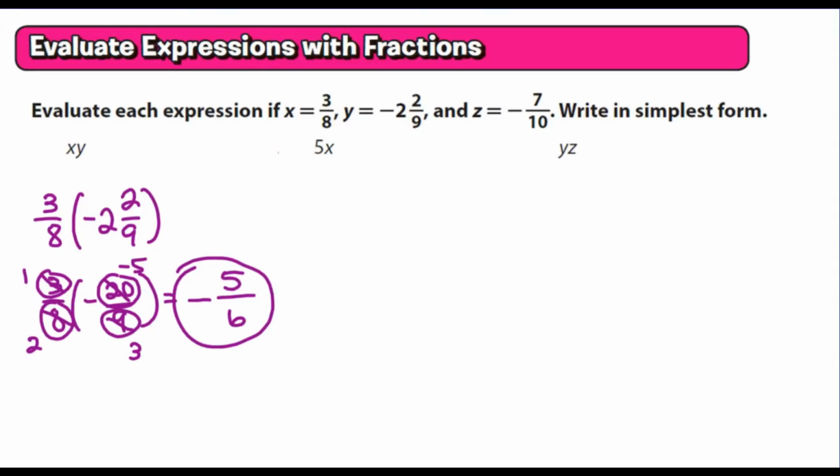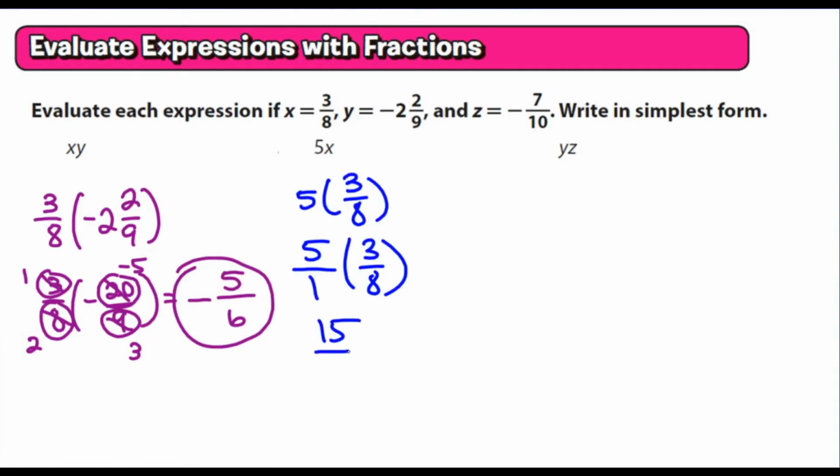Next one, I have 5x, 5 times x, and that's 5 times 3/8. And again, I want to write this as a fraction, 5/1 times 3/8. No common factors here, so that's going to give me 15/8, which is fine like that. Or I can write it as a mixed number, which is 1 and 7/8. Either one of these is fine.